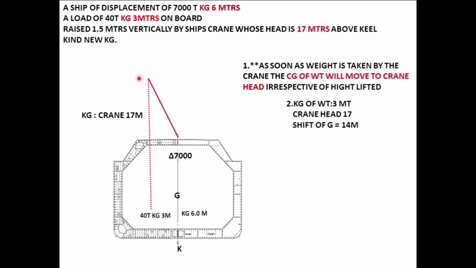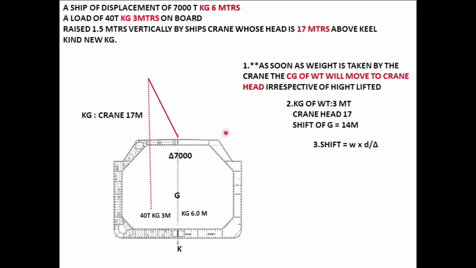Now here, the center of gravity has gone here, it is 17. The center of gravity of this body was already 3 meters. So what is the distance the center of gravity has changed here? It's 14 meters, not 17. I'll not talk about the head because the mass already had a KG of 3 meters above the keel, and the height of the crane is 17 meters above the keel. So the distance the center of gravity is going to change is from 3 to 17. That's 14 meters. So this is another important point you should remember.